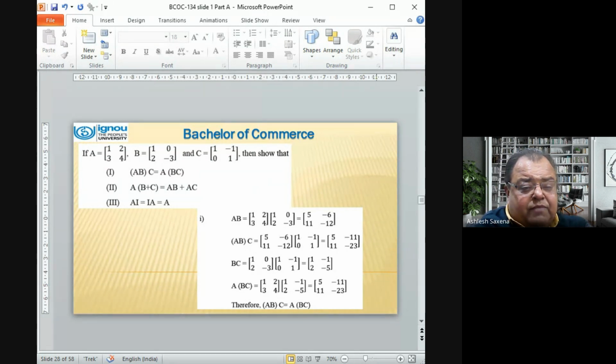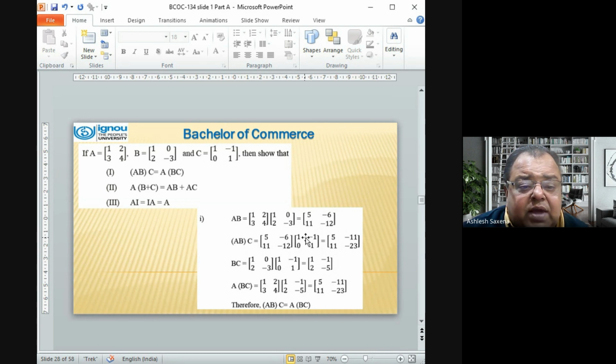Similarly, we will be performing AB into C. We have AB from here. This is AB and C is this. Multiply this with this plus this into this. That will be 5. Then 5 into minus 1, minus 5, plus minus 6 into 1. That is minus 11. Here it comes, minus 11.